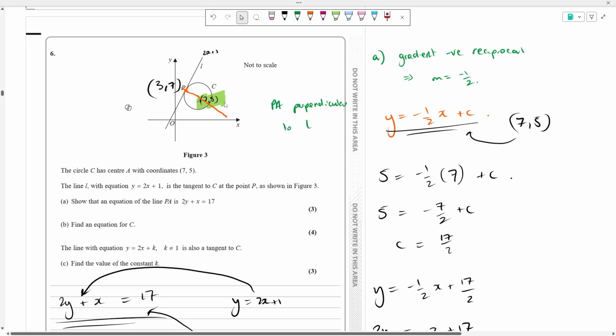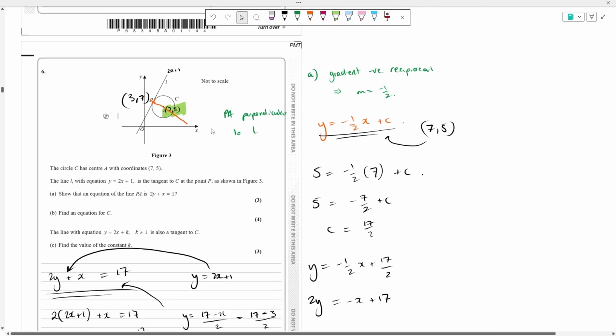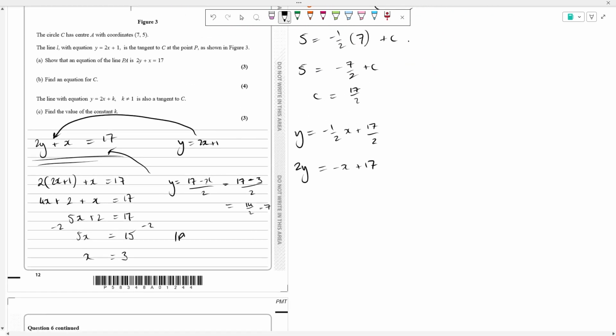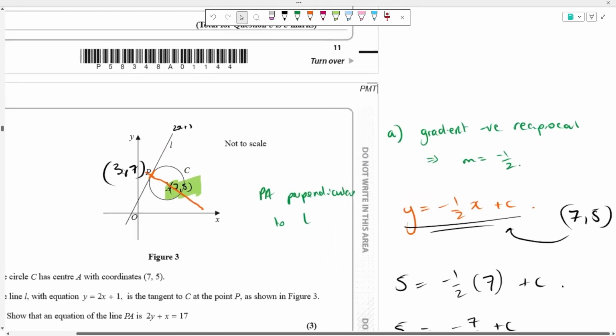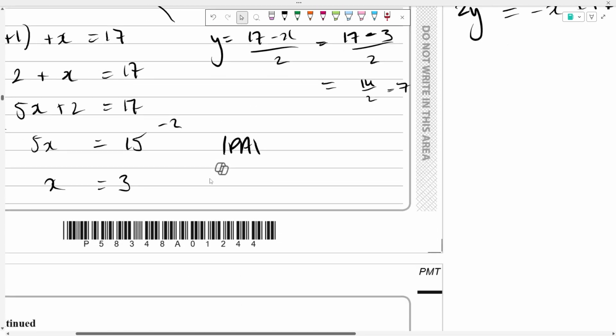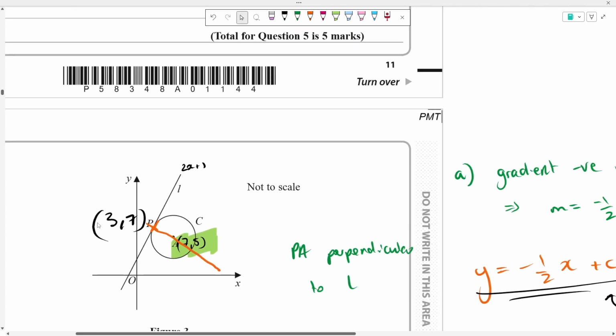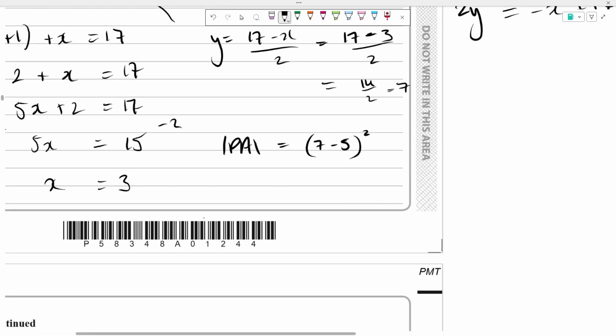We can do some Pythagoras to work out the length, or the magnitude, of PA. Well, the magnitude of PA is going to be 7 minus 5. So we're going to do our change in y and change in x. 7 minus 5 all squared. We're going to do 3 minus 7 all squared. Okay, so this is your Pythagoras. And we're going to square root.